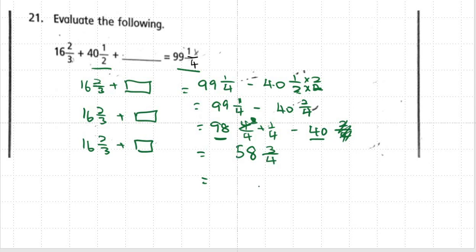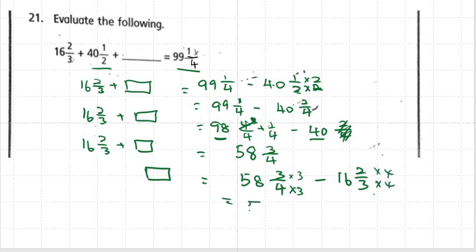So over here, you just minus off. So it's this 58, 3 over 4, minus off 16, 2 over 3. So this is your box. This is 4 and this is 3. Very easy. I want to make them the same. So to make them the same, what I can do is, here I times 3, here times 3, here times 4, here times 4.